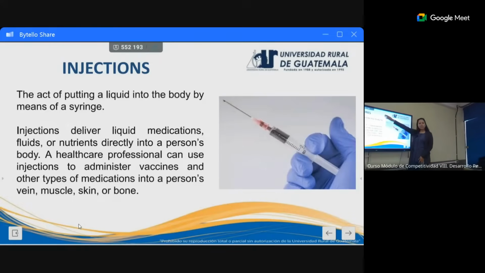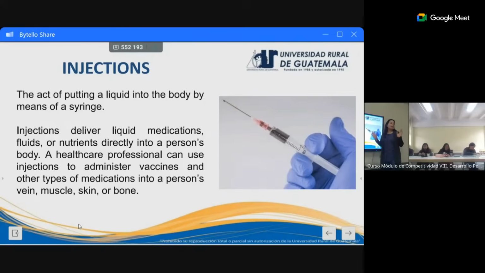Are you afraid of injections? And you guys, are you afraid of injections when you see the syringe? Probably now you're not, but when you were younger, maybe when you were little.